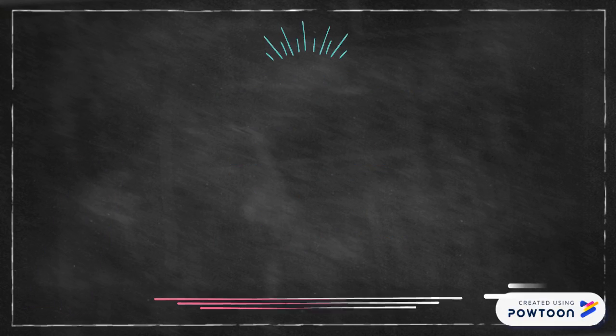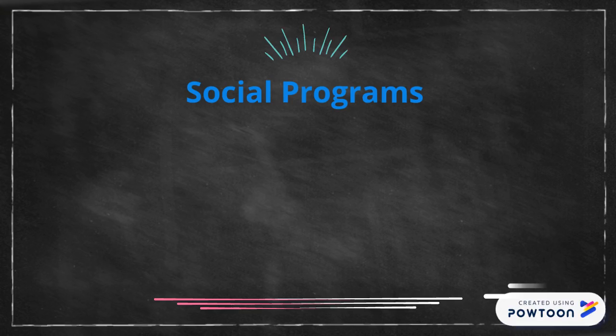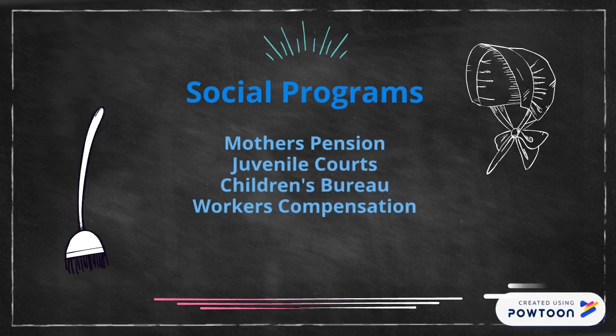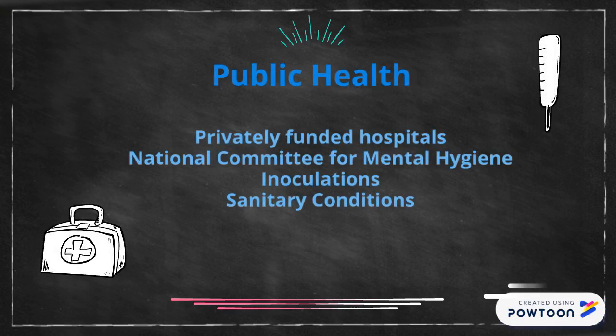Some of the social programs during this time included Mother's Pension for Widows, juvenile courts, the Children's Bureau, and workers' compensation. There was also a public health crisis that led to privately funded hospitals and better aftercare for psychiatric patients.